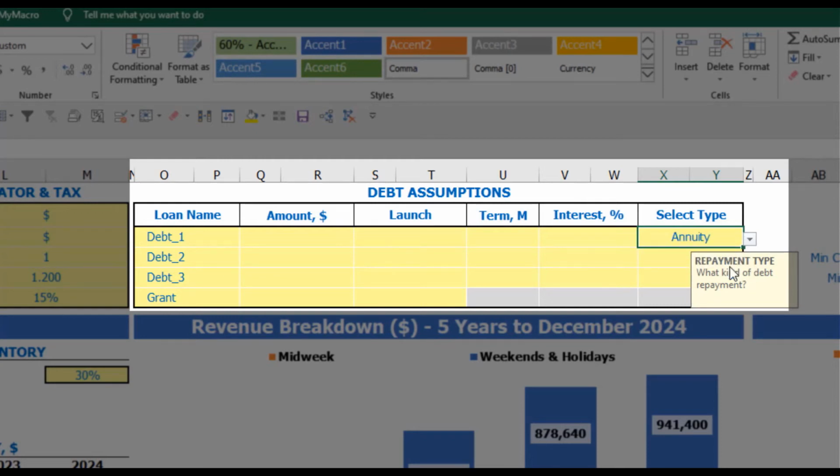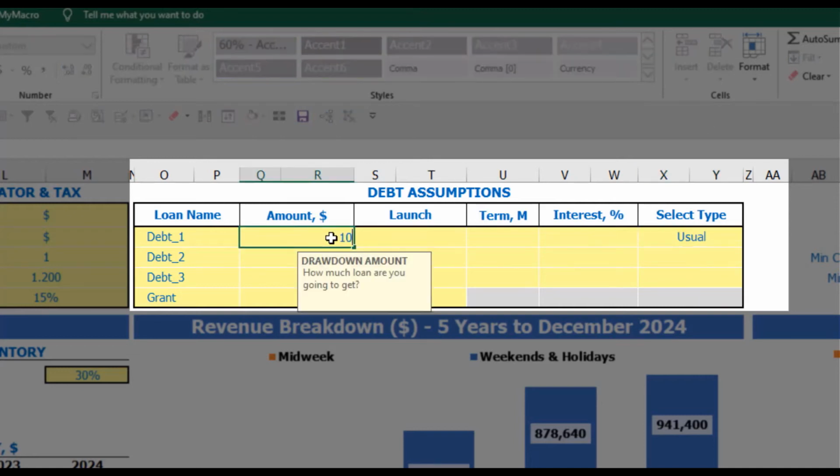Annuity means that each monthly payment, which consists of your debt repayment plus interest expenses, will be equal each month. In case you select usual, your main debt repayments will be equal parts, and interest will be just interest on the debt's closing balance. Let me give you an example of how it works.